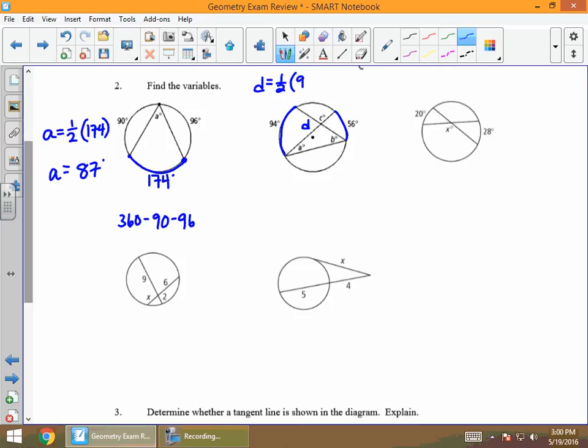So if I take 94 plus 56, add them together and divide it by 2, I find out that that measure is 94 and 56. That would be 150, and half of 150 is 75. So this measure in here is 75 degrees. Well, that'll help me find C really easy, because C and 75 make up a straight line. So I can do 180 minus 75 is 105.